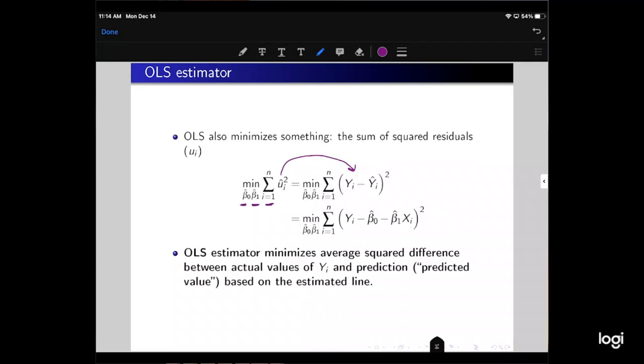And then we can go even one step further and plug in the definition of yi hat, which is just beta 0 hat plus beta 1 hat times xi. So the OLS estimator is minimizing the average squared difference between the actual values of yi and the predicted value yi hat based on the estimated line. So again, it's adjusting the slope and the intercept of the regression line until it minimizes those error terms, the residuals, the ui hats.